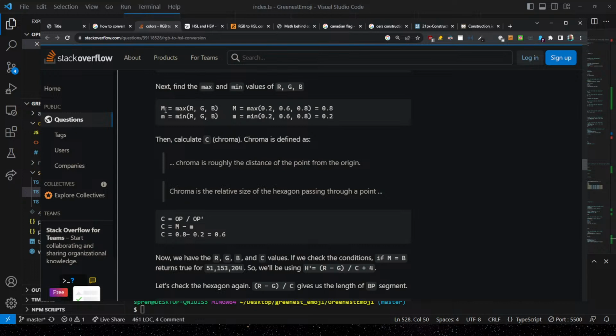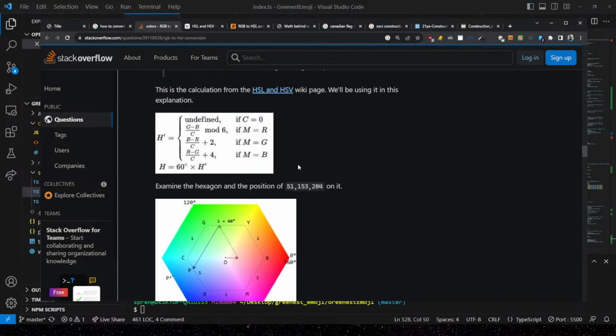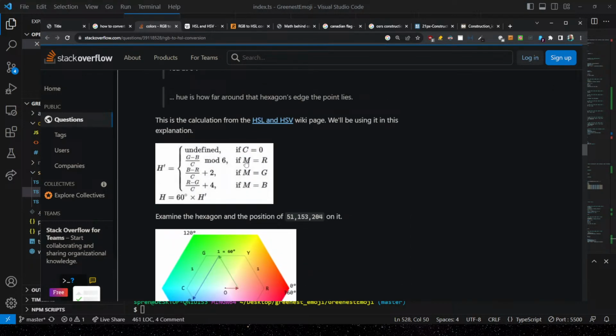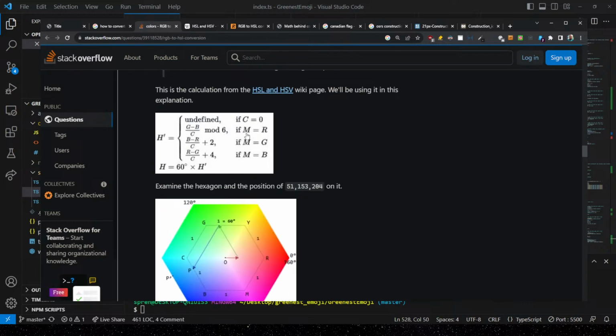Oh, M is not magenta, I guess. M is max? Oh, that would make sense. These three cases, right? This is like, is the most colored color. That's not a good sentence.